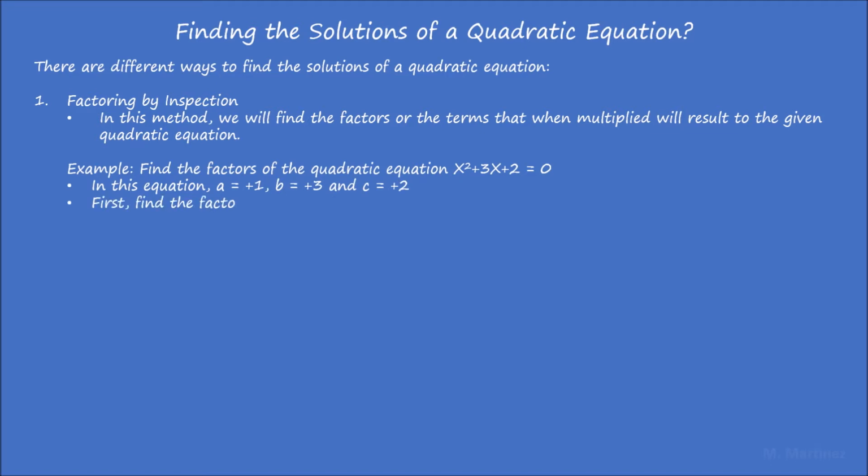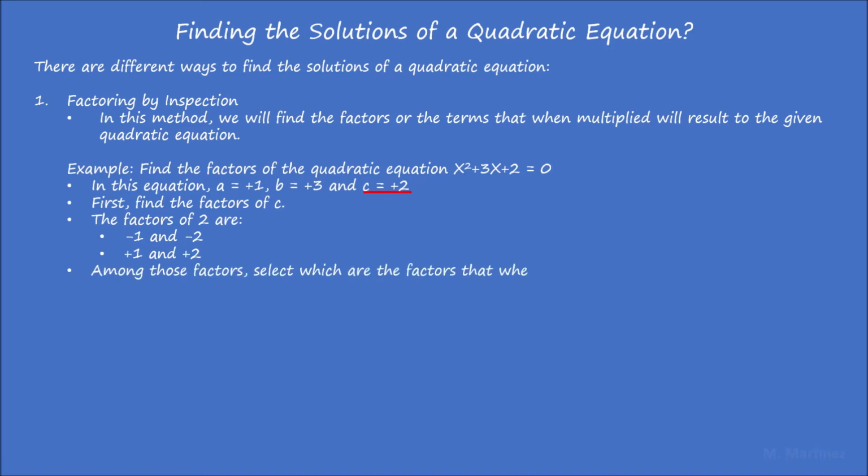First, we need to find the factors of c. From our equation, c is equal to positive 2. Therefore, we will find the factors of positive 2. The factors of positive 2 are negative 1 and negative 2, and positive 1 and positive 2. Now, among those factors, we will select the factors that when added will be equal to b. Again, from our equation, b is equal to positive 3.